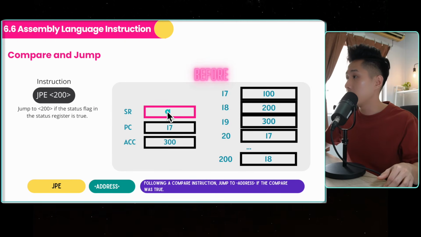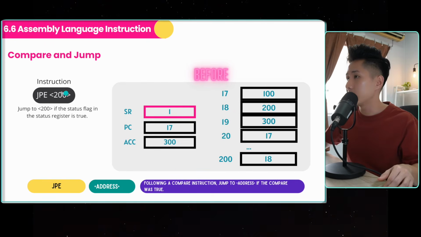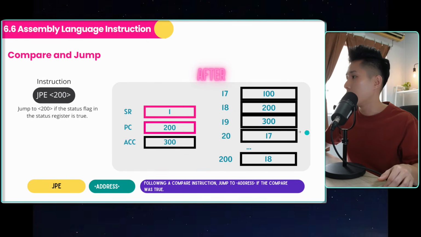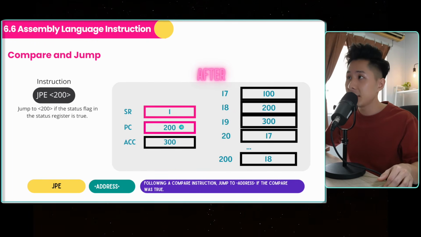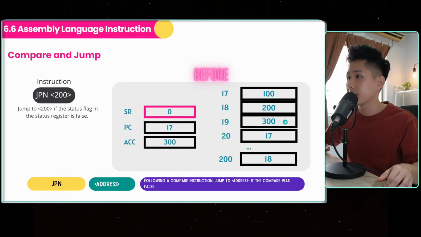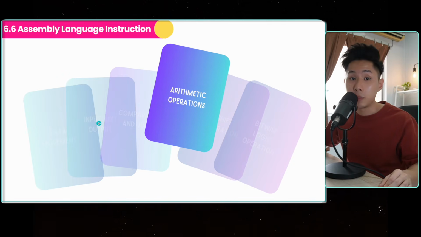So before the comparison, before the jump, I can see that SR contains a value 1, meaning true. Because of this, when I use this instruction, my PC will be changed to 200. So this is what compare and jump mean. JPN is the opposite. It will only jump if the comparison was false. So if you look at it, my SR is 0, so I'm going to jump to 200 after that. So these are the compare and jump instructions.